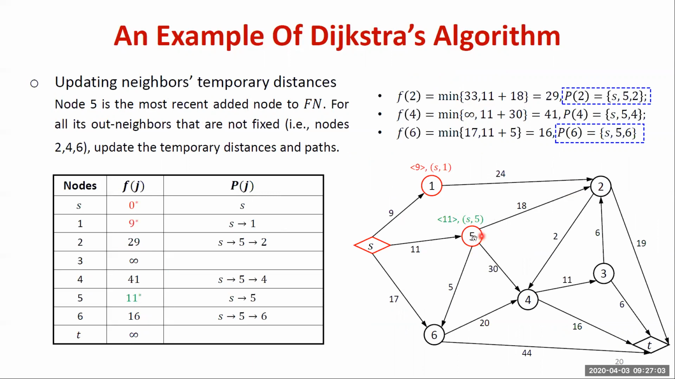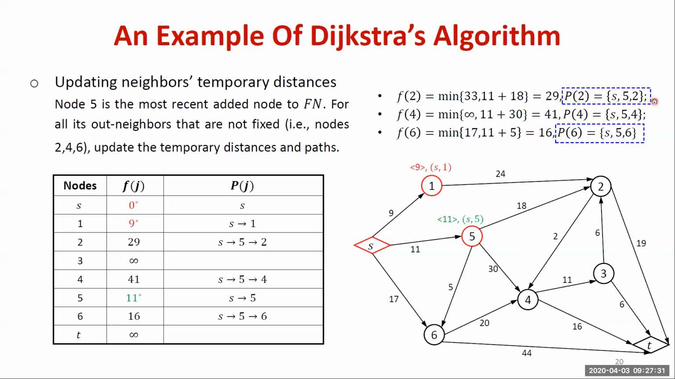What is the distance from 5 directly to 2? It is 18. So the new distance is going to be 11 plus 18. And clearly, 11 plus 18 equals 29, which is less than 33. So we're going to update the distance from S to 2 from 33 to 29. Okay? And because it's updated, it's no longer 33 anymore. So I'm going to update the distance.